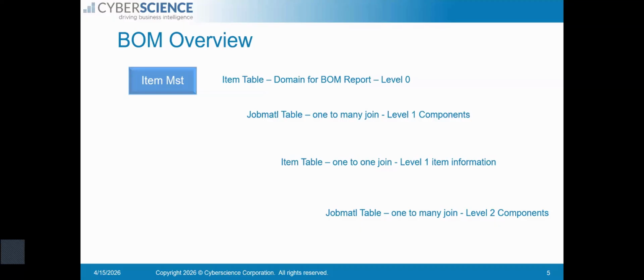That will be the main item where we derive that information from the main table or domain, as we call that in the cyber science environment, or the inquiry or query itself. Then we want to create a one-to-many join. We'll be joining into the job materials table, again, for those of you in the CSI or Sightline environment.